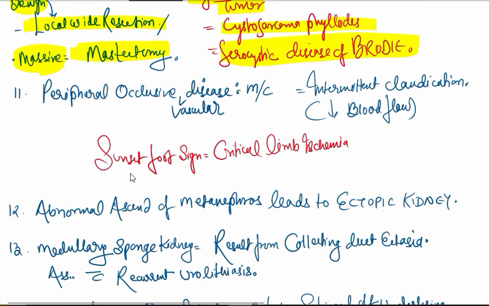Next one. Peripheral occlusive vascular disease, most common presentation is intermittent claudication, and this is due to decreased blood flow. And sometimes sunset foot sign is also noted, that is in critical limb ischemia.